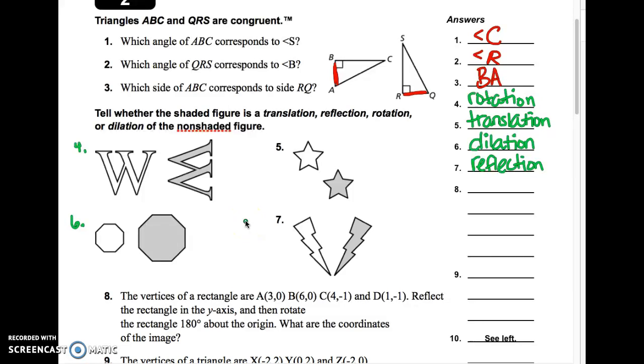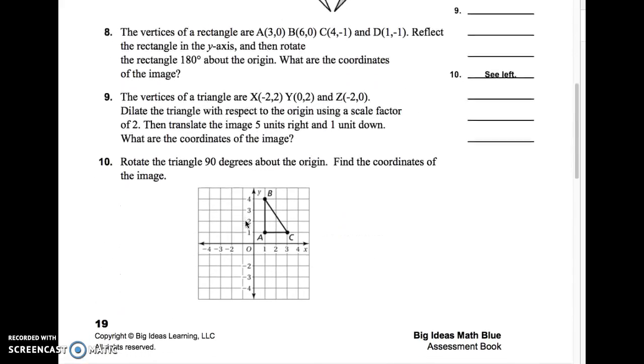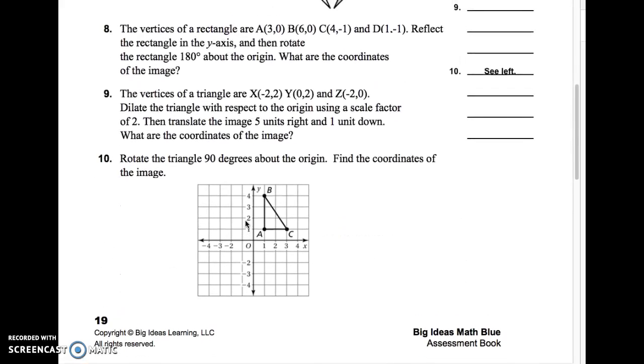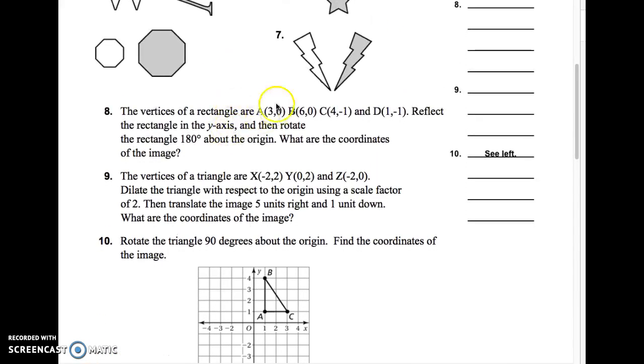All right, now, number 8. It says the vertices of a rectangle are A is at 3, 0, B is at 6, 0, C is at 4, -1, and D is at 1, -1. It says reflect the rectangle in the y-axis and then rotate the rectangle 180 degrees about the origin. And then what are the coordinates of the image?